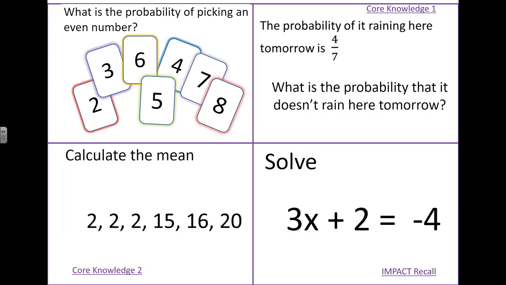If you can pause the video here, have a go at your starter questions, and then press play when you're ready to check those answers.